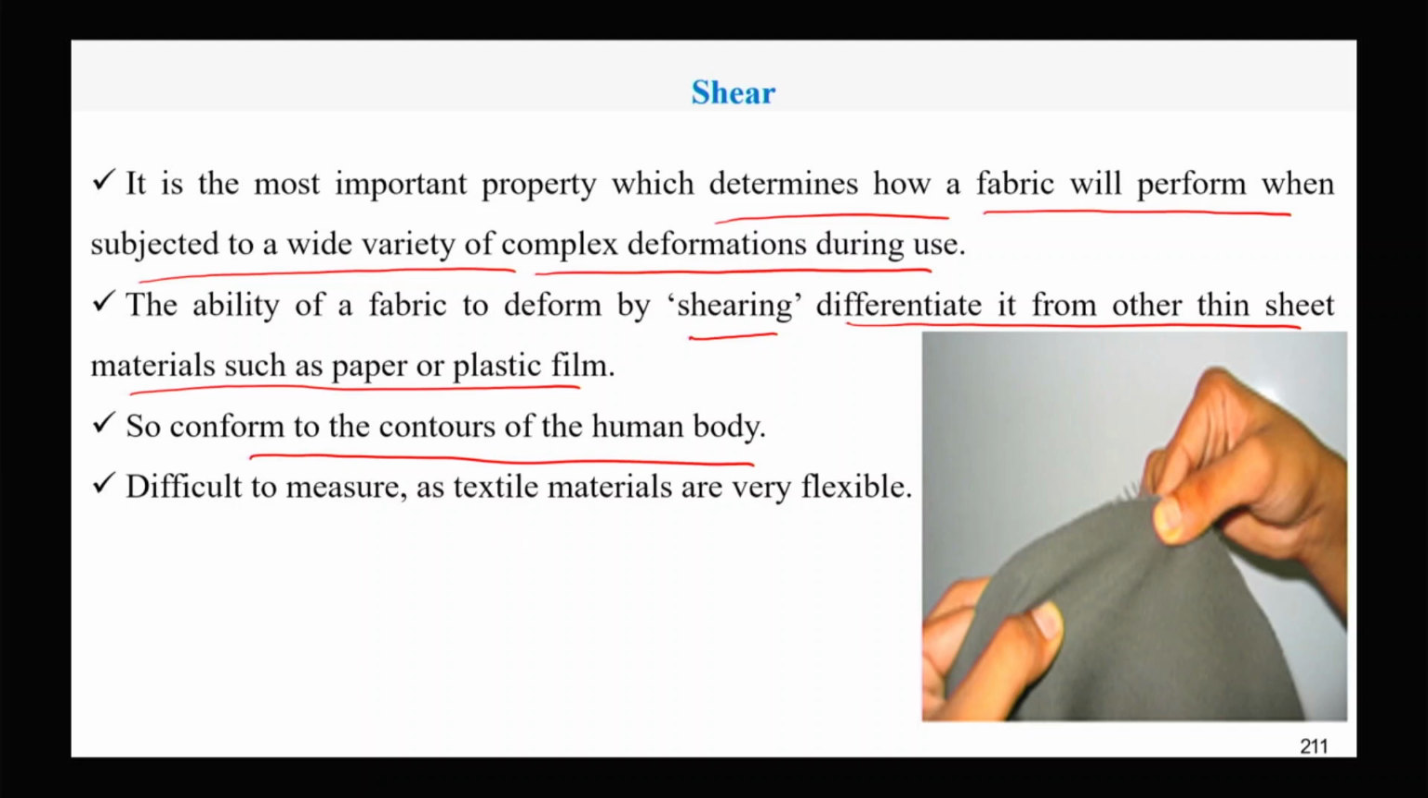As the textile material is very flexible, shear deformation measurement is very difficult. For any other engineering material, like any metal plate, we can measure the shear deformation. Shear means applying parallel force in the opposite direction, and we try to get the deformation. Textile material being highly flexible, measurement is very difficult.